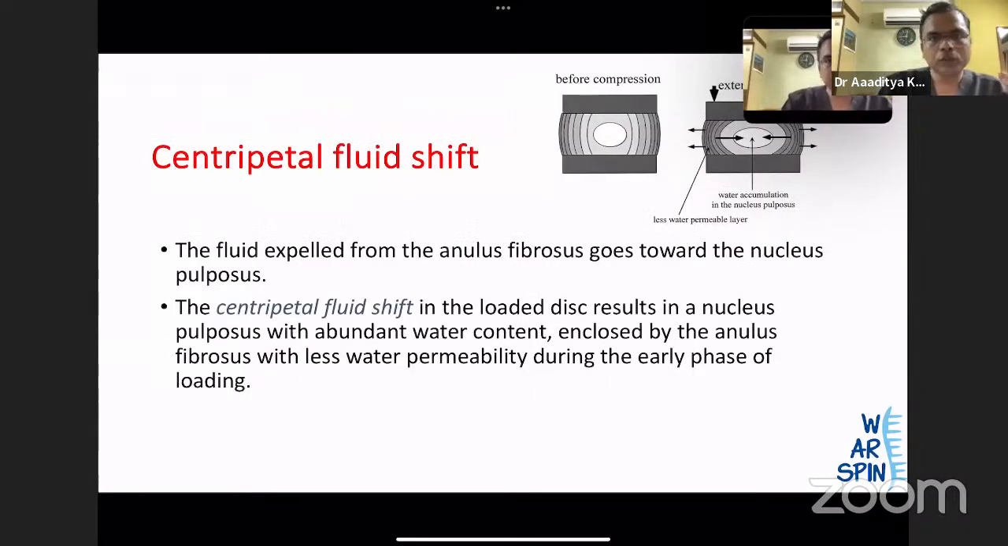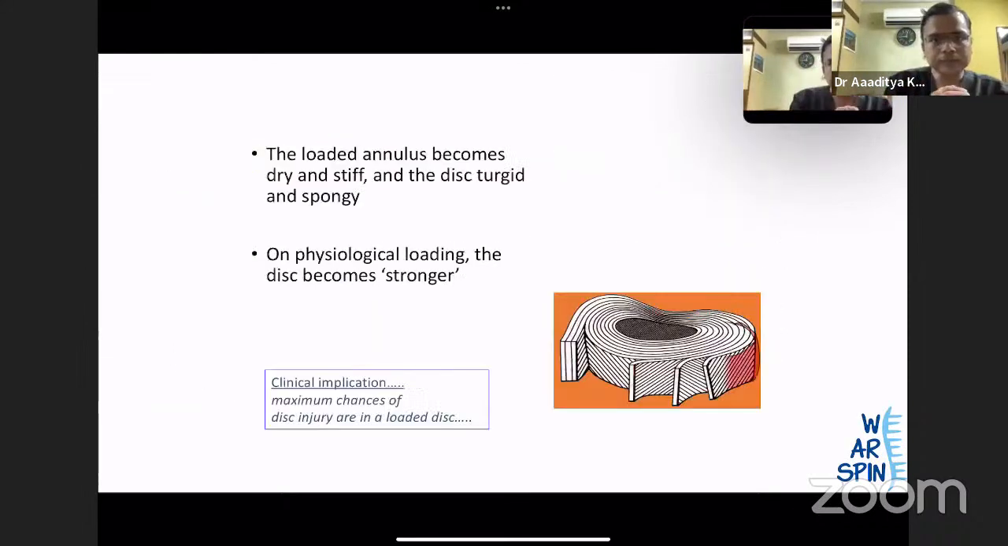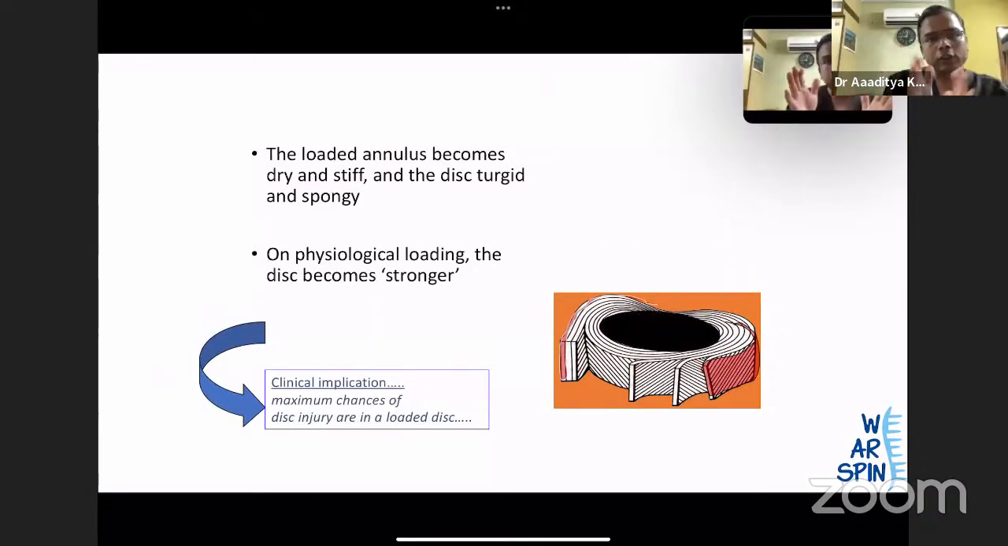So whenever loads are applied on the disc, the water gets expelled from the annulus fibrosus towards the center of the nucleus. As a result, the nucleus becomes abundant in water content and the annulus becomes deprived of water to a certain extent, in the early phase of loading. So the annulus becomes dry and stiff, and whenever physiological loading happens in early stages, the disc becomes stronger. The clinical implication is that maximum chances of disc injury happen in a loaded disc rather than an unloaded disc.